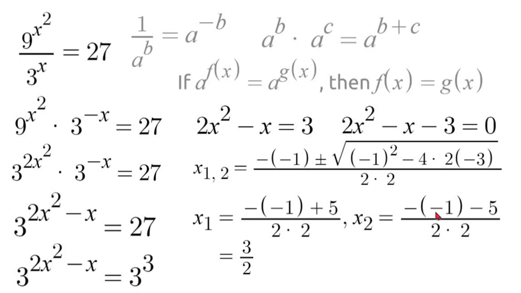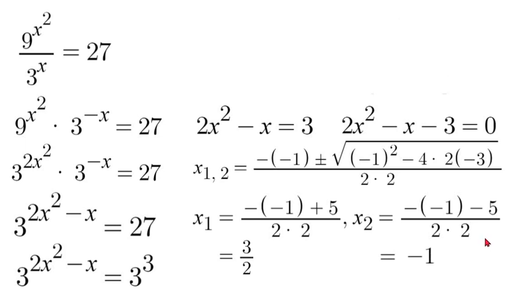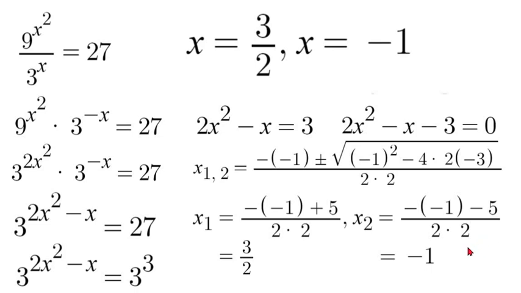And on the right side, we're going to have a 1 minus 5, which would be negative 4 over 2 times 2, which is 4. So for this right option, it would be equal to negative 1. So in this case, our 2 possible answers are either 3 over 2 or negative 1.